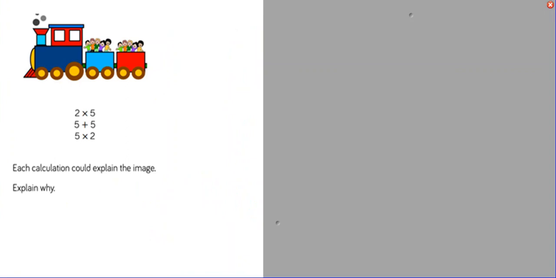Let's move on. So this is your last question for today. So you've got this picture here with your train, your 2 groups, and your 5 children in each group. You've got 2 times 5, 5 add 5, and 5 add 2. Each calculation could explain the image. Explain why. So why could each of these calculations explain this image? Pause the video and see if you can have a go at answering that one.